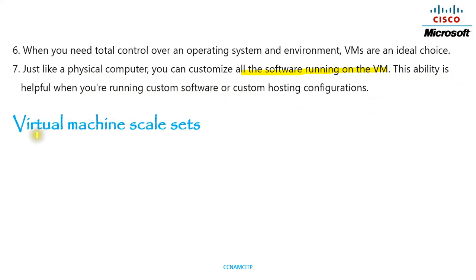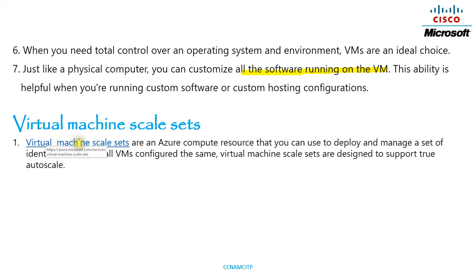And let's see now virtual machine scale sets, what it is actually. So guys, virtual machine scale sets are an Azure compute resource that you can use to deploy and manage a set of identical VMs, with all VMs configured the same. So if you need 50 virtual machines with the same configuration, you can do it immediately. You do not need to configure them one by one. So that is all about virtual machine scale sets.